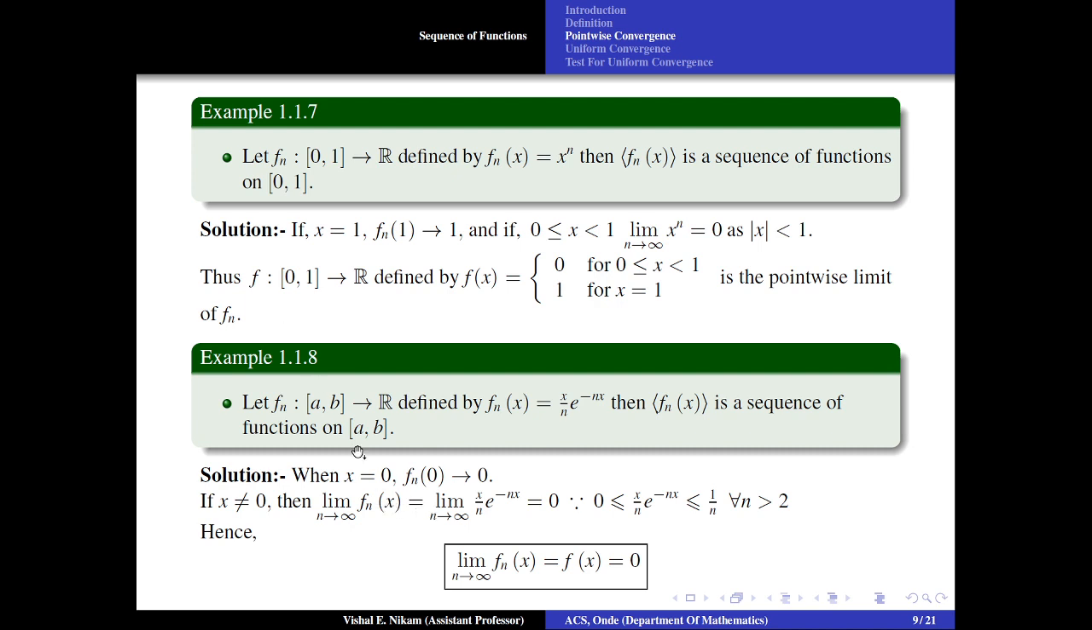Now next example, let fn be defined from the closed interval [a, b] to R by fn of x is equal to this function, x upon n into e to the power minus nx.